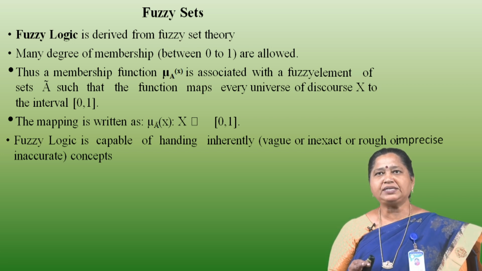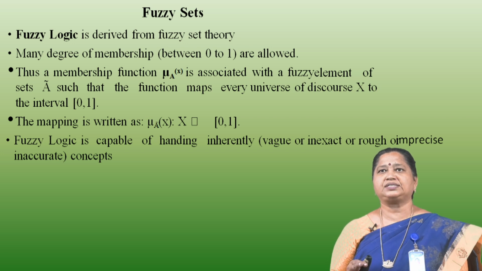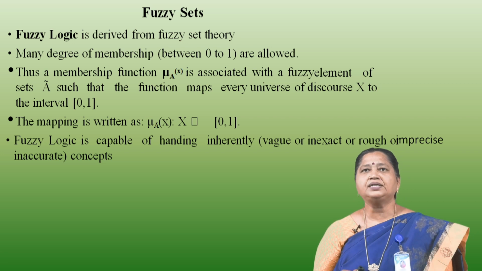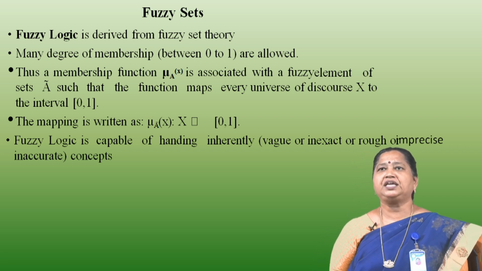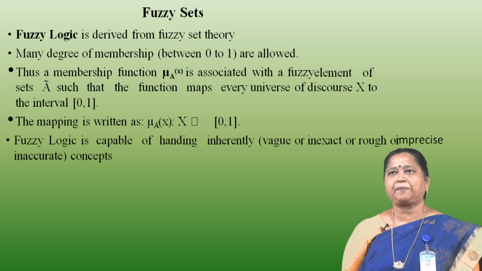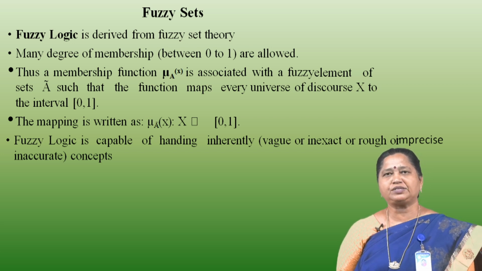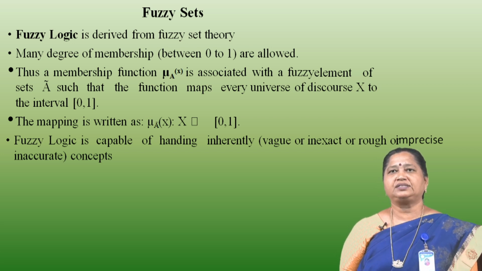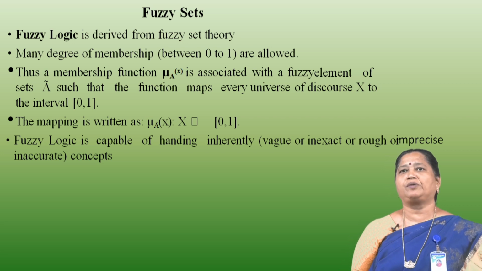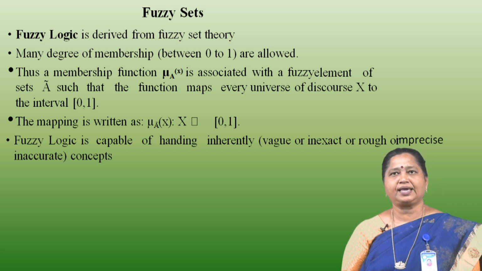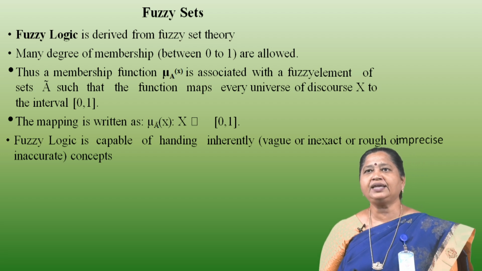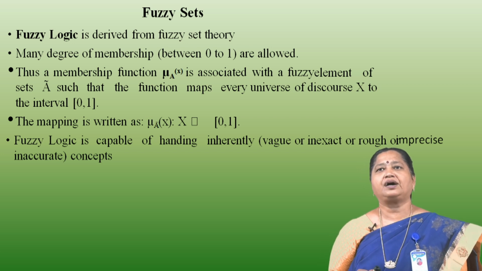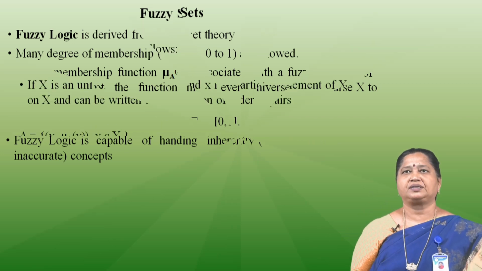Thus, a membership function mu A of x is associated with a fuzzy element of set A bar such that the function maps every element of the universe of discourse capital X to the interval [0, 1]. The mapping is written as mu A of x, such that x belongs to [0, 1]. Fuzzy logic is capable of handling inherently vague, inexact, rough, imprecise, or inaccurate concepts.